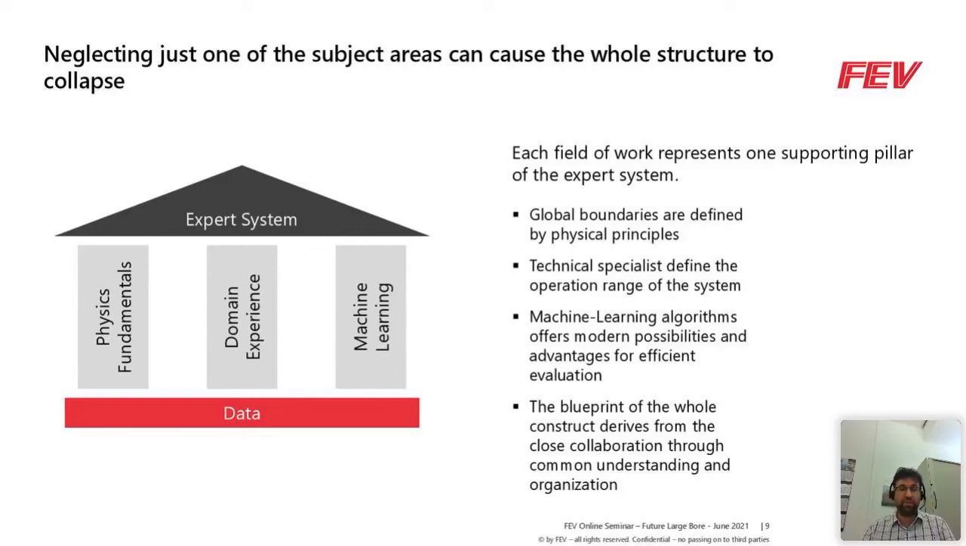So in this example here, the physical fundamentals provide the base principles. Then we have technical experts that define the operation range of the system. And then we can apply machine learning algorithms that can adapt the system, that can learn from the existing data and give additional information. And this whole blueprint of this construction, as I said, is just possible when we have a close collaboration between all parties involved. And that means also we need to have a common understanding and a clear organization who is responsible for what part of the process.